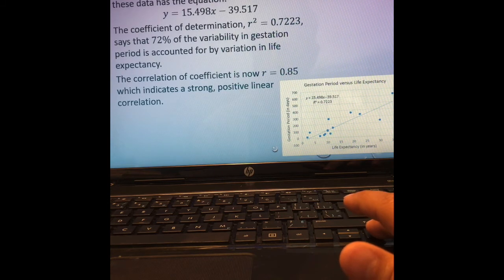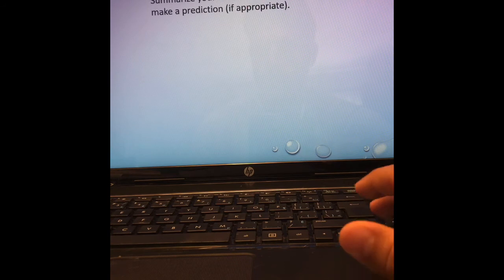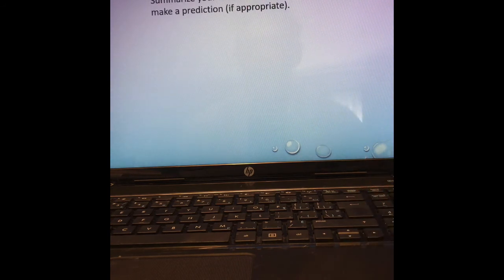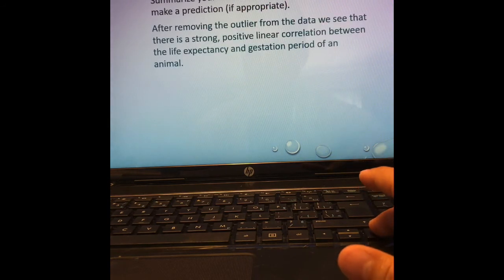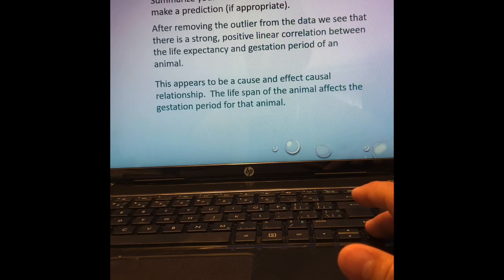So now you've moved from moderate to strong because of that removal of the outlier. Basically, things are better with the outlier gone. Conclusion: summarize your results and identify causal relationship. Make a prediction if appropriate. So, your step 4. Removing the outlier from the data, we see there's a strong positive linear correlation between life expectancy and gestation period. Appears to be cause and effect. Lifespan of the animal affects the gestation period for that animal.